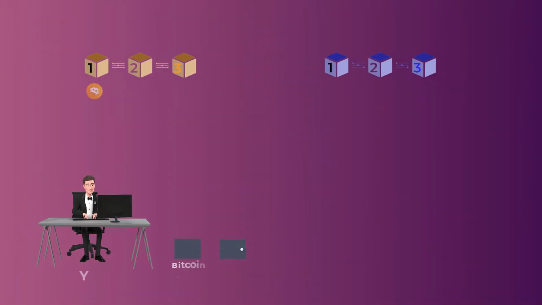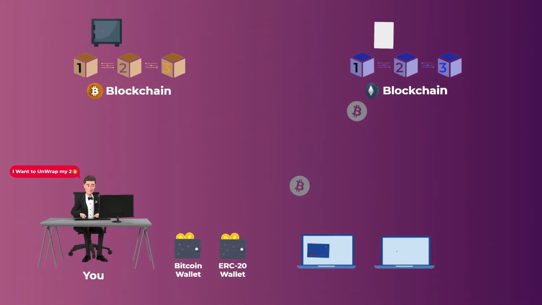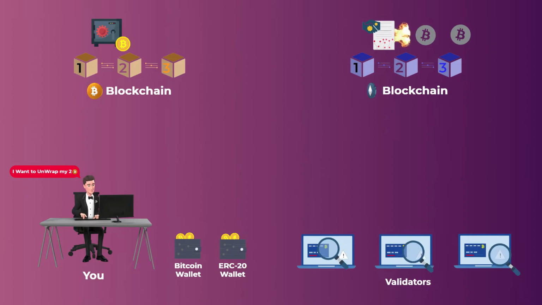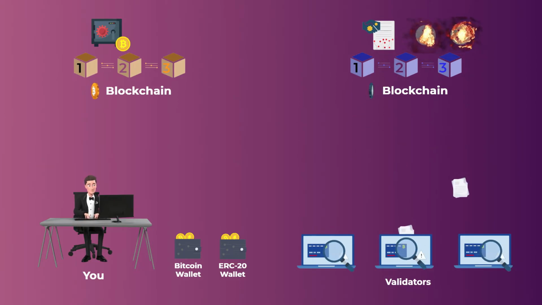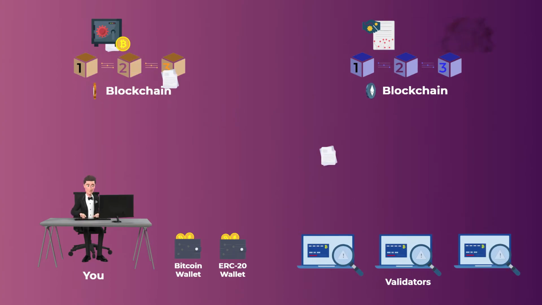But if these validators do their jobs honestly and correctly, they earn money. So what about unwrapping your REN tokens? To unwrap your REN Bitcoins, the smart contract will burn your REN Bitcoins and the validators will take the proof of the burn transaction and send it to the vault on the Bitcoin blockchain to unlock your Bitcoins.